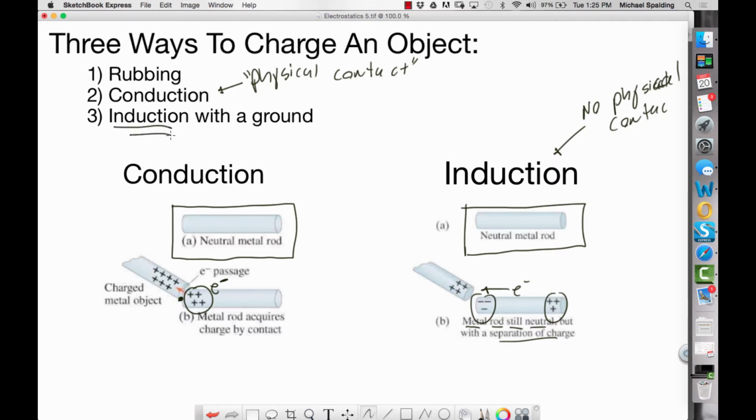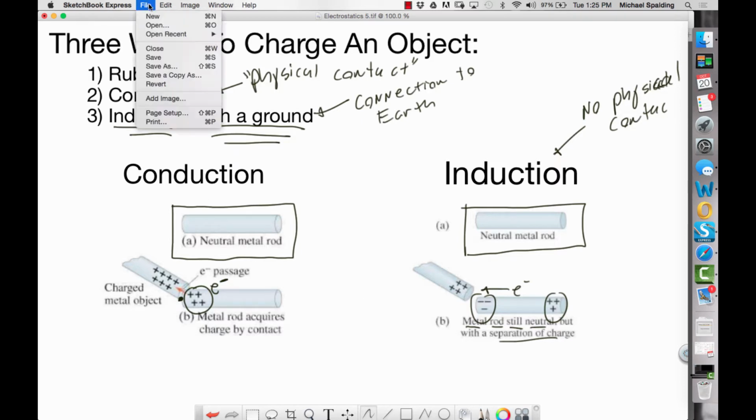How do you do it? So what I've talked about was induction. To give this rod a true charge, we need induction with a what? With a ground. Now, what is a ground? A ground is a connection to the earth, right? Now, what's the significance of the earth? The earth is like a giant reservoir of charge. Can the earth conduct electricity? Yes, it can. Can the earth provide electrons or receive electrons? Yeah.